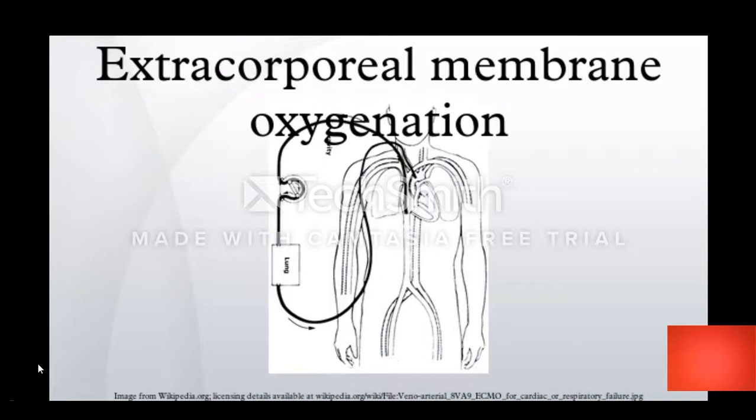Types. There are several forms of ECMO, the two most common of which being veno-arterial and veno-venous. In both modalities, blood drained from the venous system is oxygenated outside of the body.